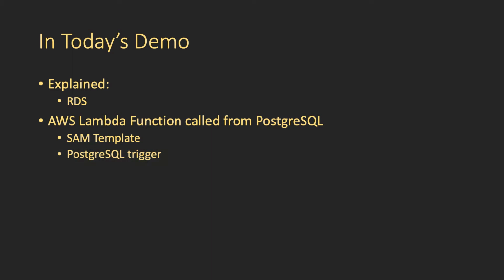The AWS Lambda function is called from PostgreSQL. That means we will have a PostgreSQL table and a trigger attached to that table.